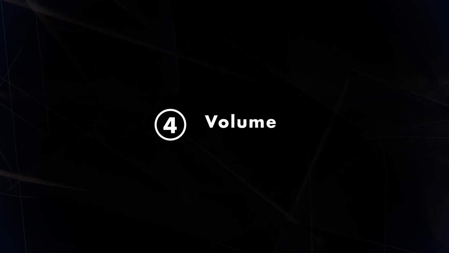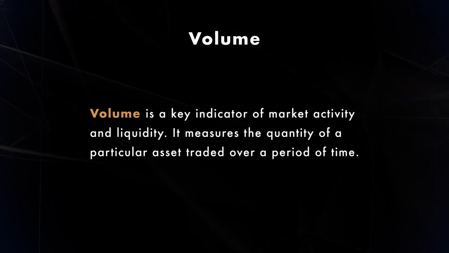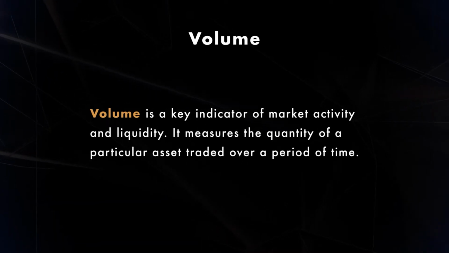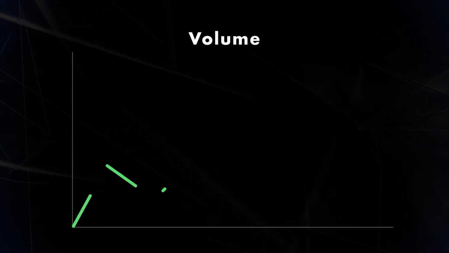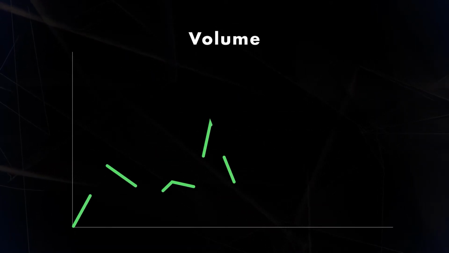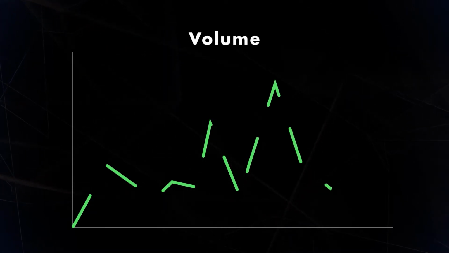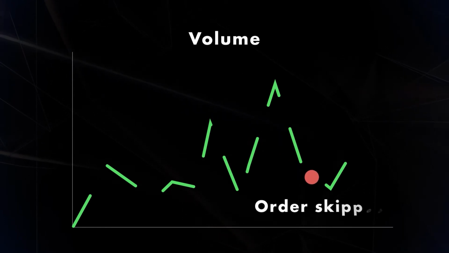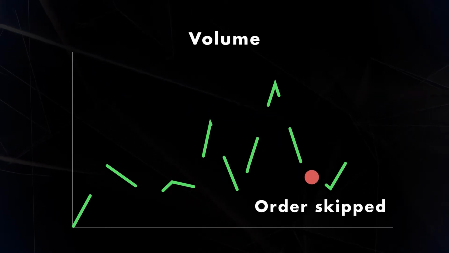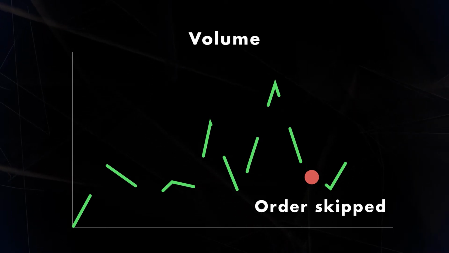Number 4, volume. Volume is a key indicator of market activity and liquidity. It measures the quantity of a particular asset traded over a period of time. Volume is an important indicator when you're trading large quantities of cryptocurrency, no doubt. This is why it makes sense to stick to the larger, well-established exchanges. If an exchange has low volume and you raise an order, it's quite possible the price may jump or skip your order altogether, which can be very, very frustrating.